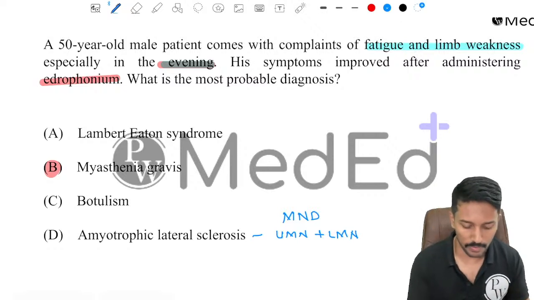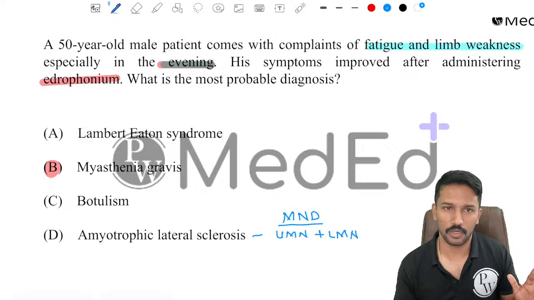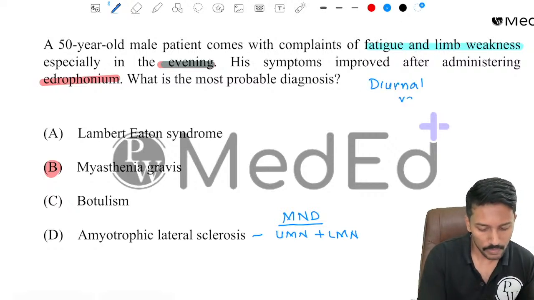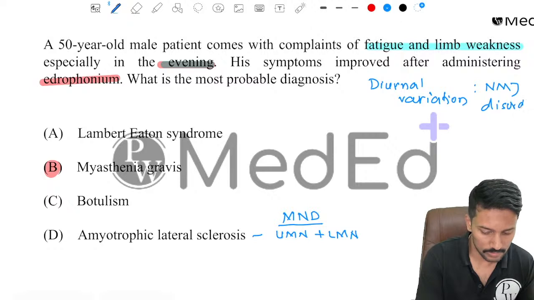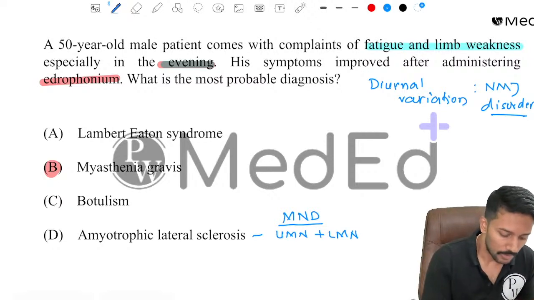Second, in case of any other disorder other than neuromuscular junction, we don't see diurnal variation, right? So diurnal variation is a hallmark of neuromuscular junction disorders, right? Weakness more in the evening or more in the morning. Okay.